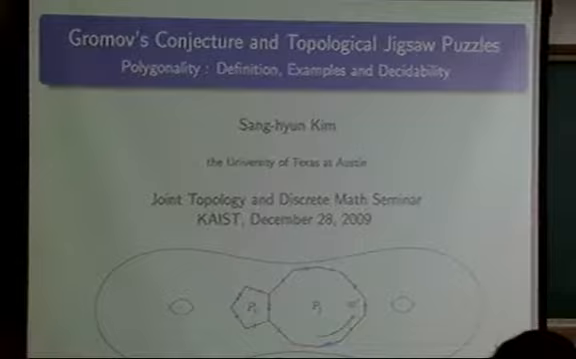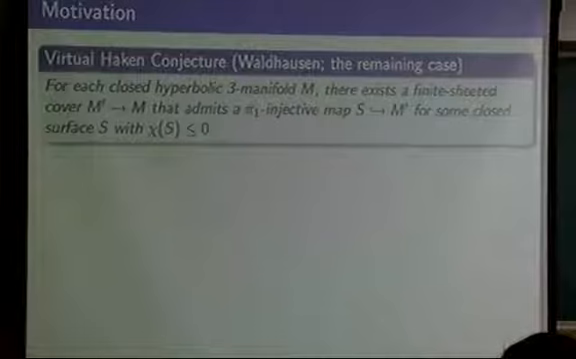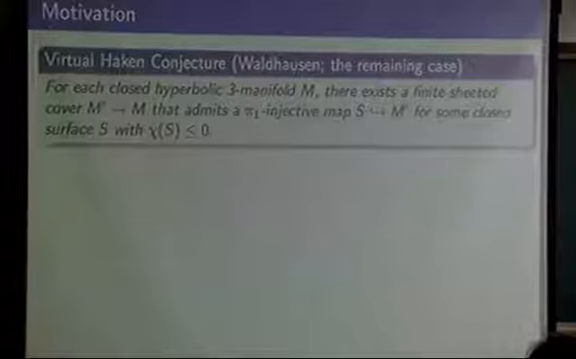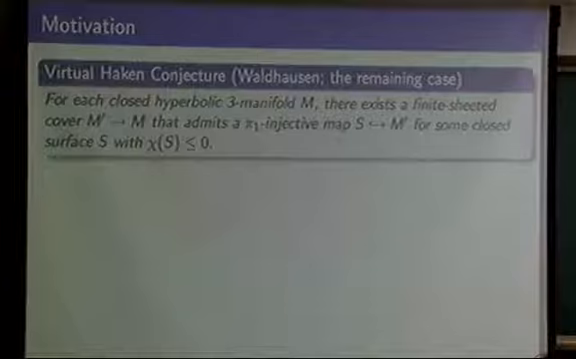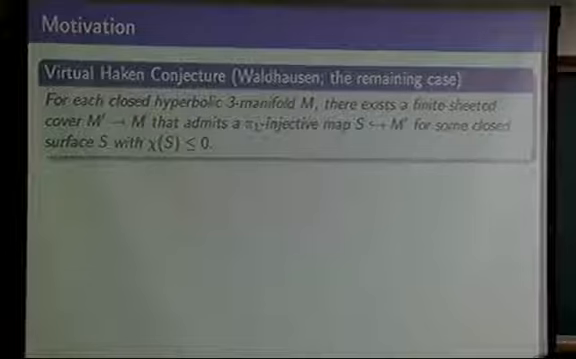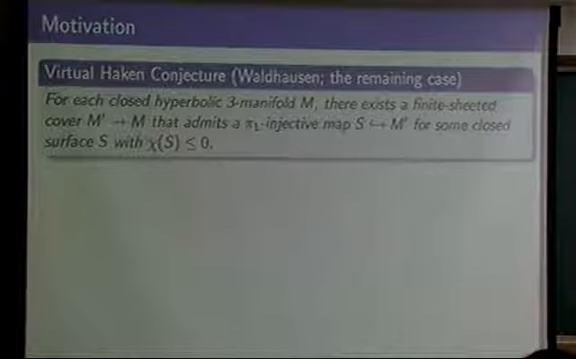The first part is joint work with Henry Wilton, who is at Caltech right now, and it is about the definition and motivation. The motivation is the following. The virtual Haken conjecture, which was made by Waldhausen, states as follows. Basically, it is about compact orientable irreducible three-manifolds, but due to the proof of the geometrization conjecture by Perelman, the only remaining case right now is the hyperbolic case. So for each closed hyperbolic three-manifold M, there exists a finite-sheeted cover M prime that admits a certain nicely embedded surface. More precisely, there exists a pi-one injective embedding from a closed surface of non-positive Euler characteristic into M prime.